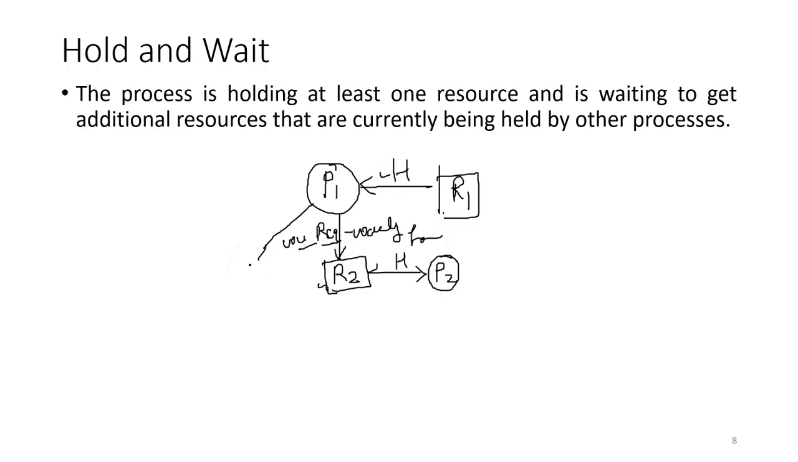So we have taken two resources only. We can have another resource, that is R3, which is requested by process P1. But this R3 is already held by another process P3. So this condition is also known as hold and wait condition. Means P1 has held resource R1 and is waiting for resource R3. So that is hold and wait.